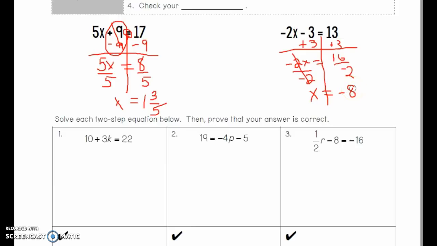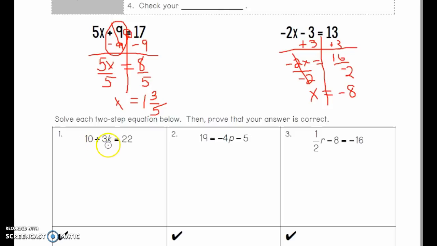Number 1 down here at the bottom, I'm going to do one, then you'll do one with me, and then I want you to check on your own to see if you can do it. So in number 1, if you notice, they reversed. Usually you see the variable over here, and it kind of freaks people out when they see it in the middle. They say, I don't know what to do. Well, just think for a second.